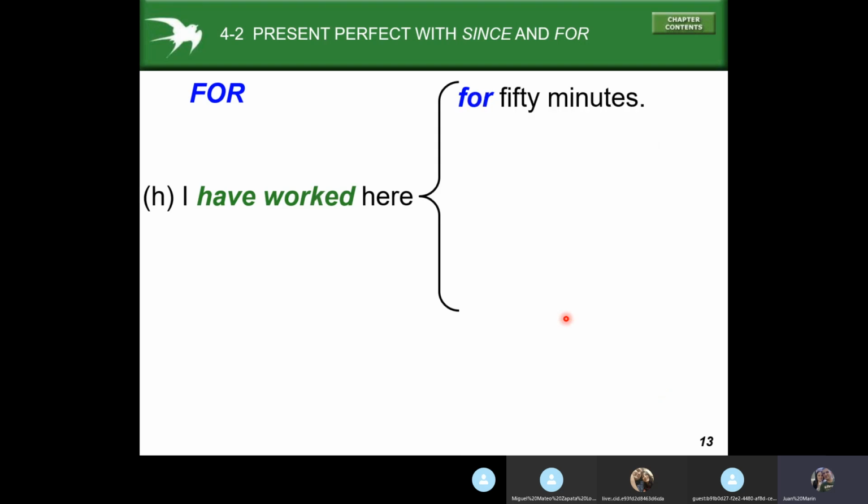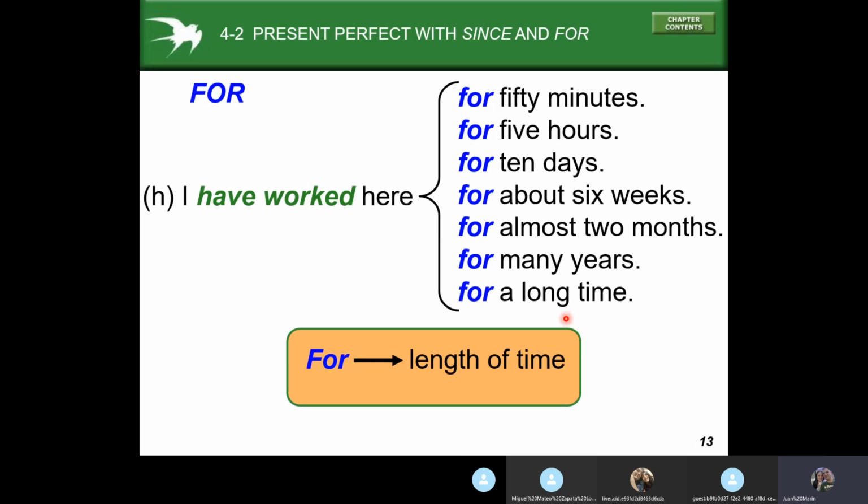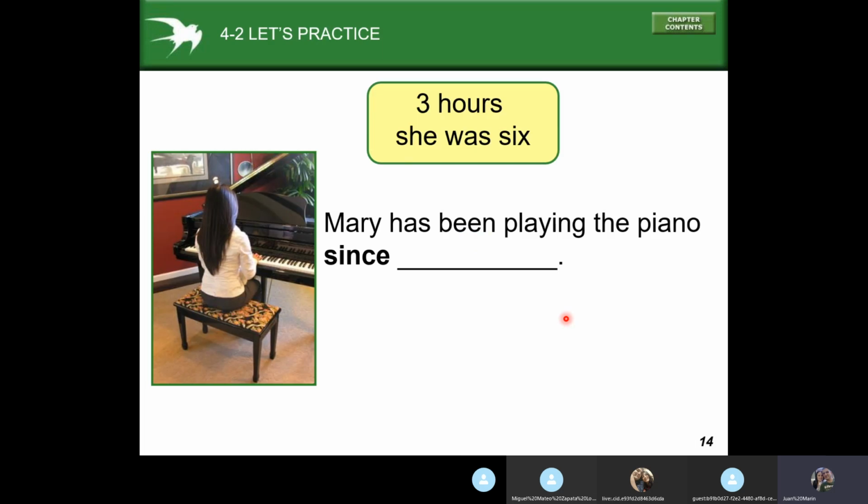Okay, I have worked here for 50 minutes. So the use of for is different. I have worked here for 5 hours, for 10 days, for about 6 weeks, for almost 2 months, for many years, for a long time. So we use for with a length of time. With a length of time, we use for. So 50 minutes, 5 hours, 10 days. Okay, let's practice.